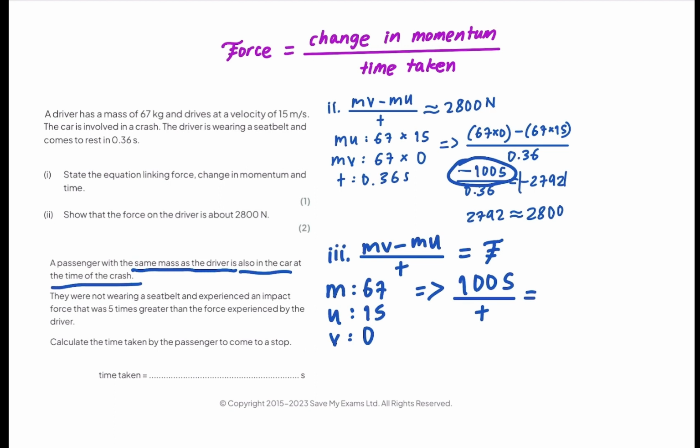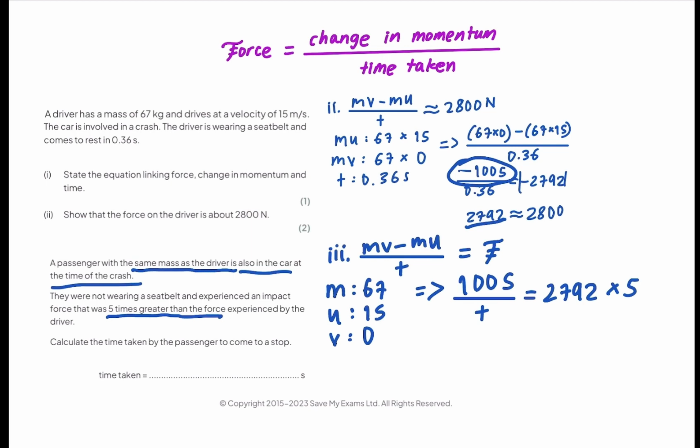Now the question states that the force experienced by the passenger is 5 times greater than the force experienced by the driver. So we found above that the force experienced by the driver is 2,792 newtons. So we can just multiply that by 5, as the passenger was stated to experience a force that was 5 times greater than 2,792.